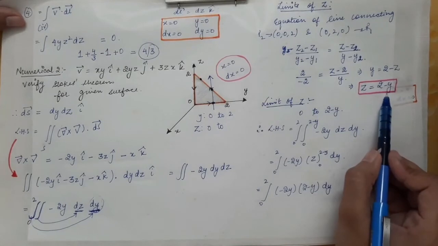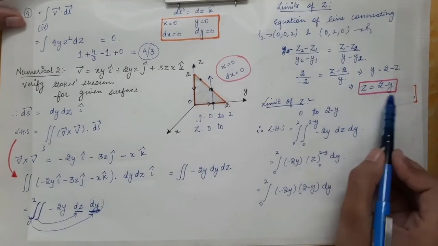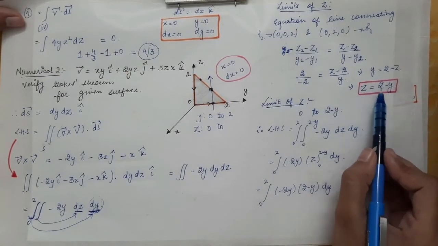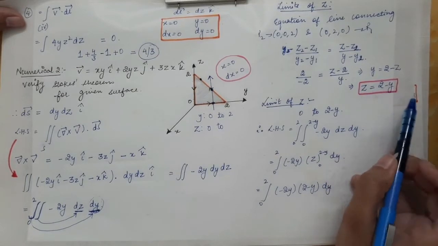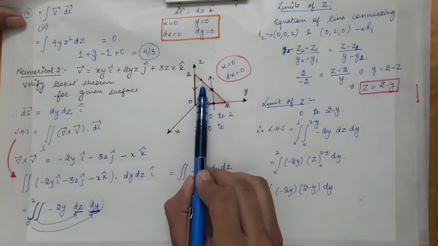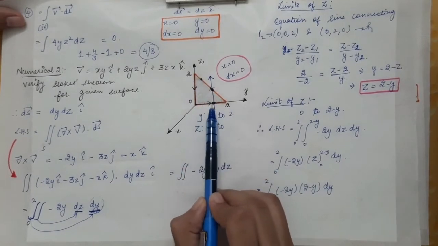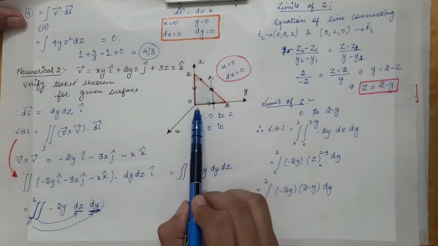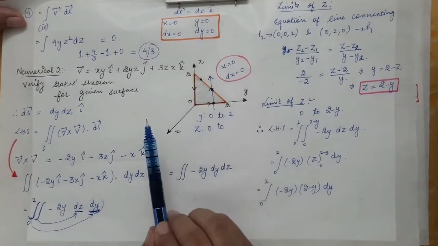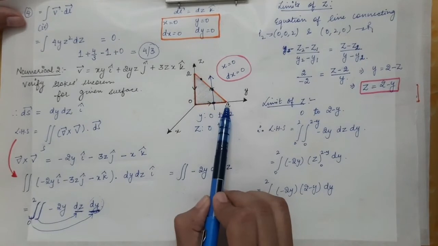So if the value of y is 1 over there, the z coordinate will be given by this equation. So z will be equal to 2 minus 1, which is 1, that is, the z coordinate will be equal to 1. So the upper limit of z is changing as you are changing the y coordinate.